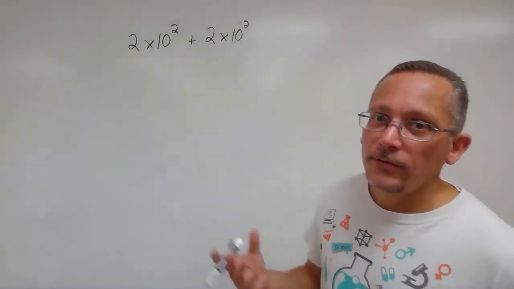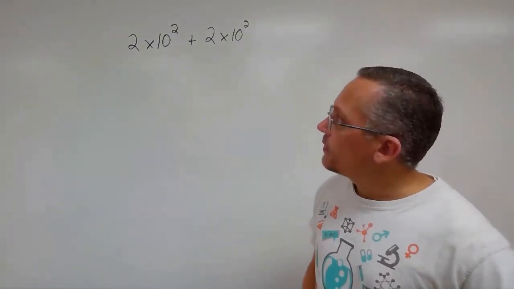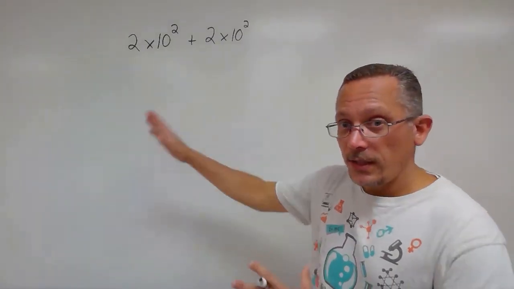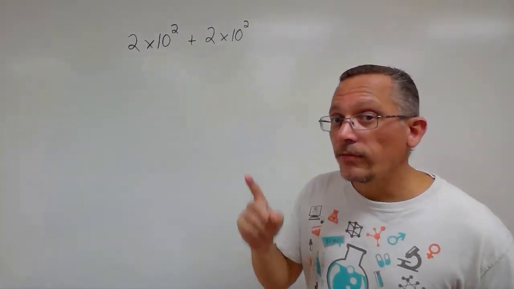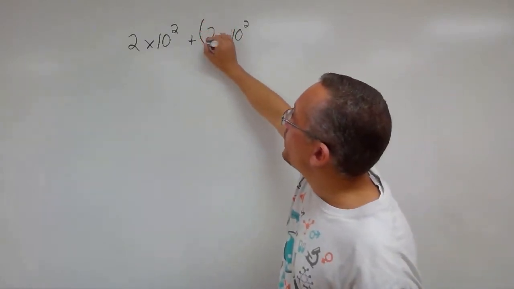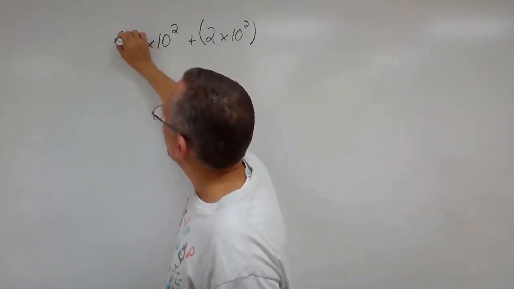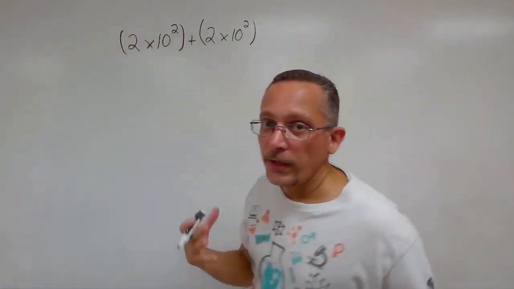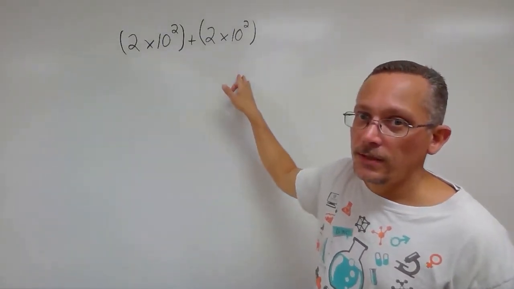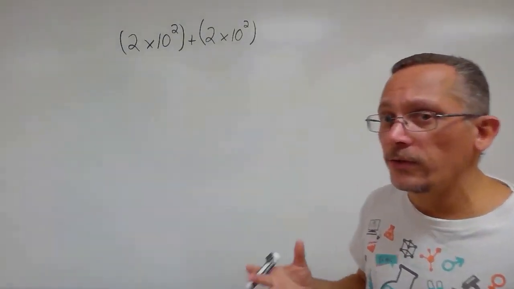Consider what I have up here, right? I have 2 times 10 to the 2nd power plus 2 times 10 to the 2nd power. How do I add these numbers together? Okay. Well, first of all, when I write out some numbers that have scientific notation, because it looks a little bit confusing, I like to put parentheses around the scientific notation numbers. So I know what I'm doing is 2 times 10 to the 2nd plus 2 times 10 to the 2nd. It makes it a little bit more clear to me when I look at that. So I like to put parentheses around the scientific notation numbers.